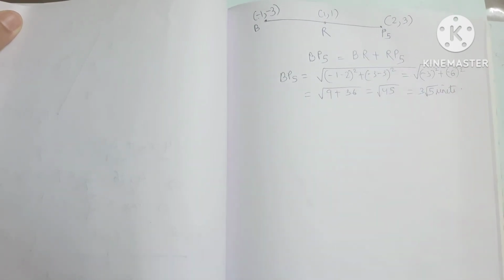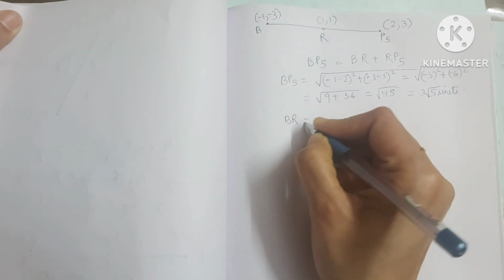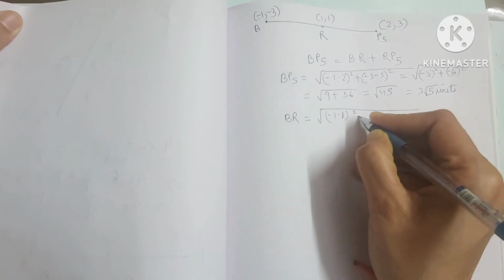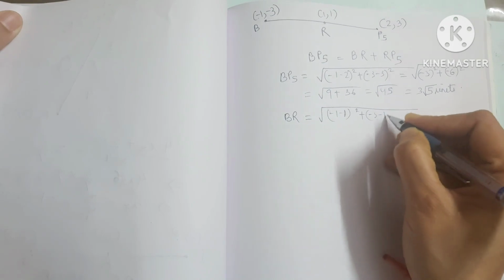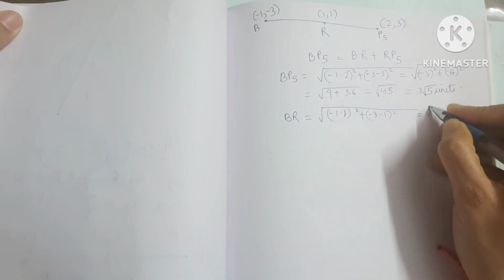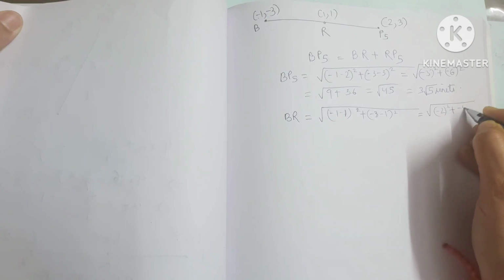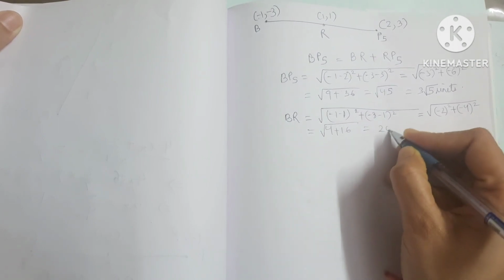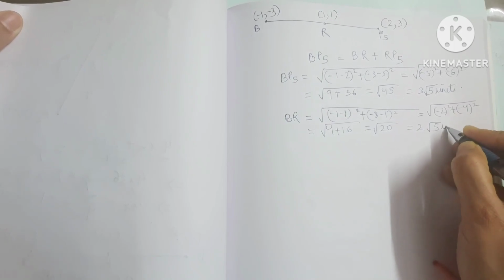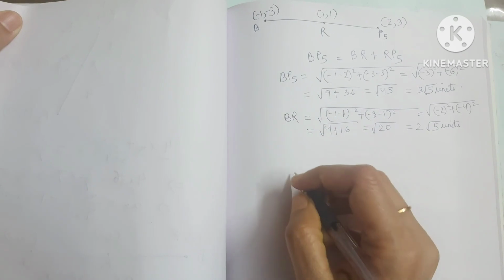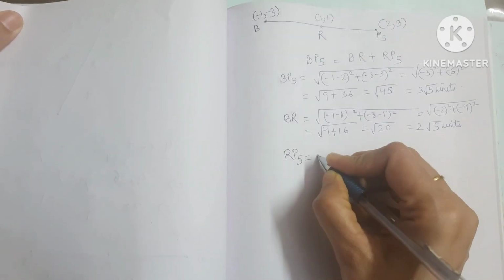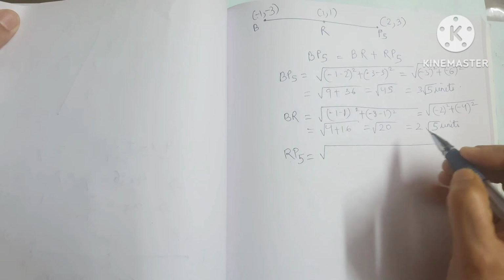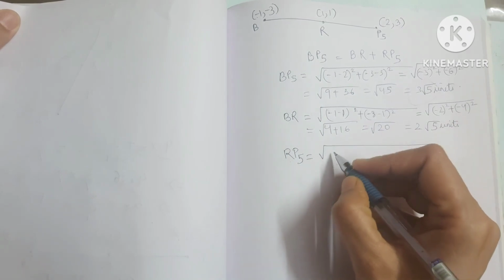Now let's find BR. BR is equal to the square root of (-1 minus 1) whole square plus (-3 minus 1) whole square, which is -2 whole square plus -4 whole square, which is 4 plus 16, square root of 20, which is 2 root 5 units. Now let's find RP5. It seems until now that the red ball lies in between. If RP5 is root 5, then 2 root 5 plus root 5 will be 3 root 5, and then it's proved that the red ball lies in between.